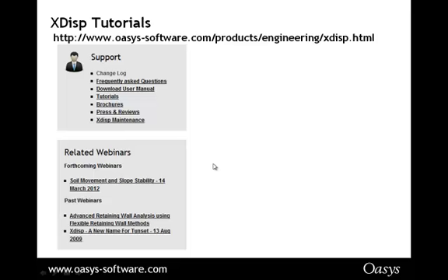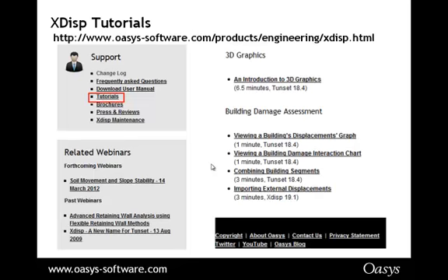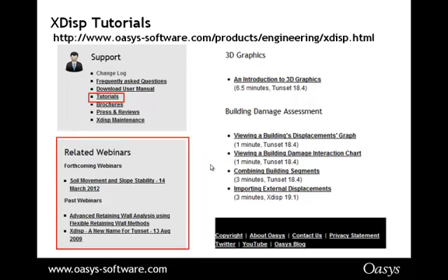So to finish off with Xdisp, again, I've covered a lot very quickly. Tutorials are available again on the website. For Xdisp in particular, you've got the introduction to 3D graphics, and information about building damage assessments. Those tutorials will help you get your head around how building damage assessments work in 3D graphics. And with Xdisp 19.3 being released, new tutorials will be available as well. We've also got previous webinars which particularly pertain to Xdisp.